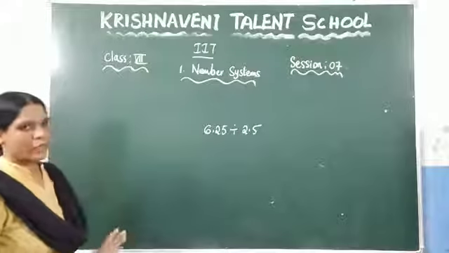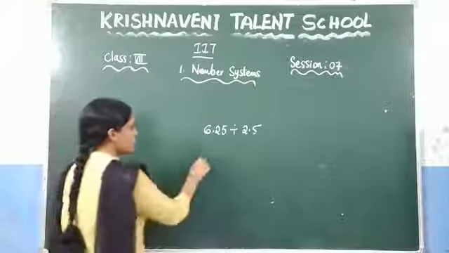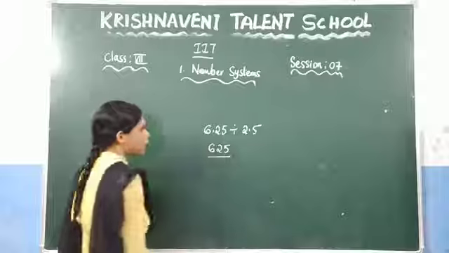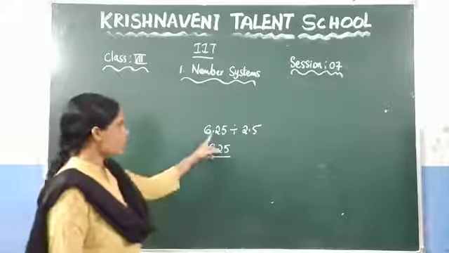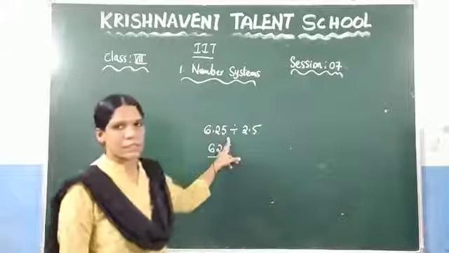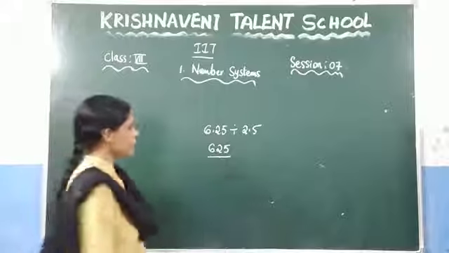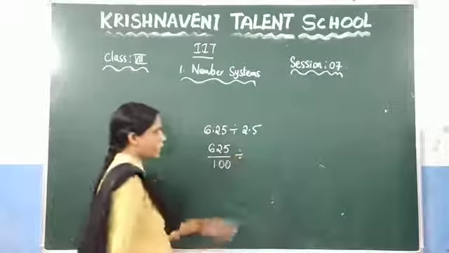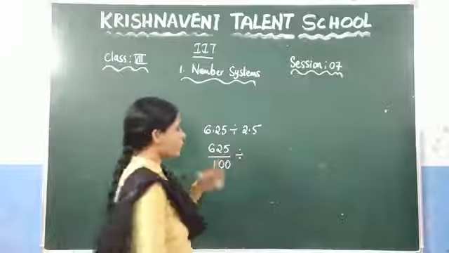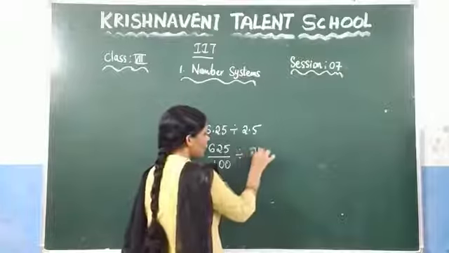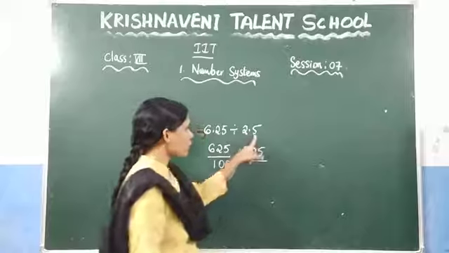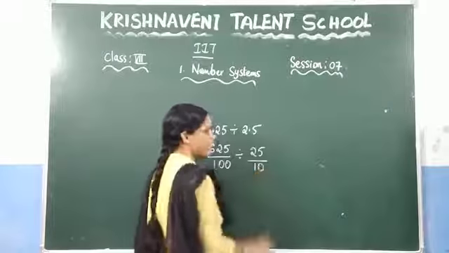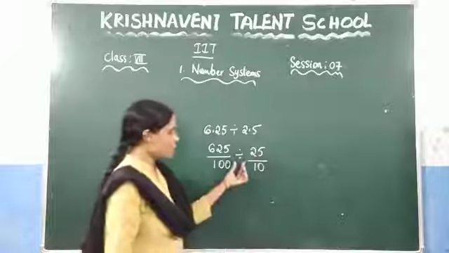Divided by 2.5. So how to divide? First let us write this in the form of a fraction. 625 divided by, since after the decimal point 2 numbers are there, in the denominator keep 2 zeros. Now this number you can write as 25 by, after the decimal point how many numbers are there? One number is there. So you can keep 1 zero. Now here division is there.